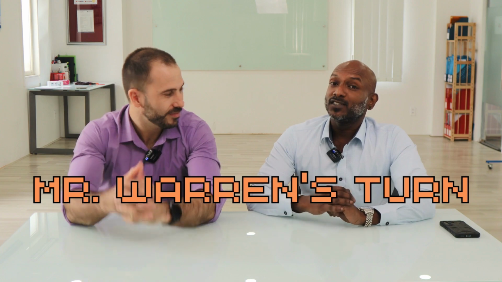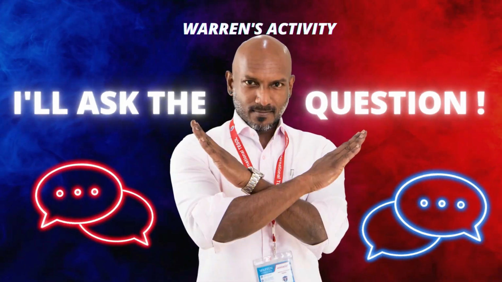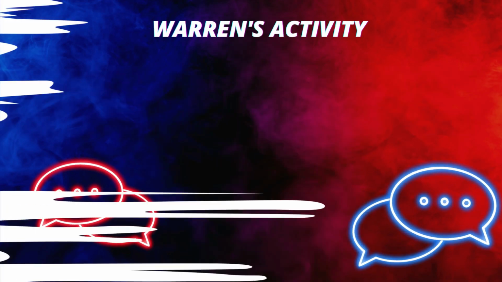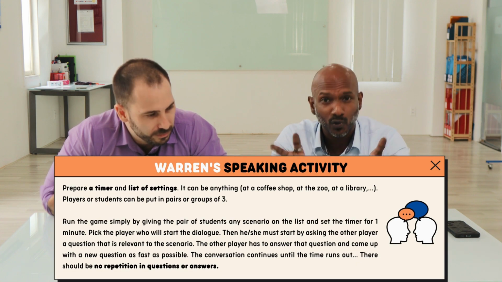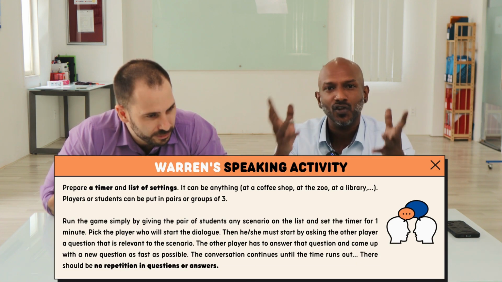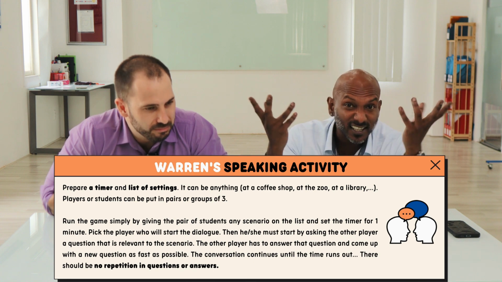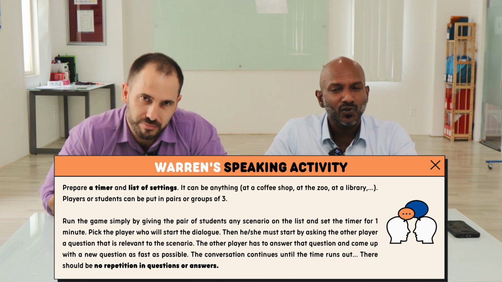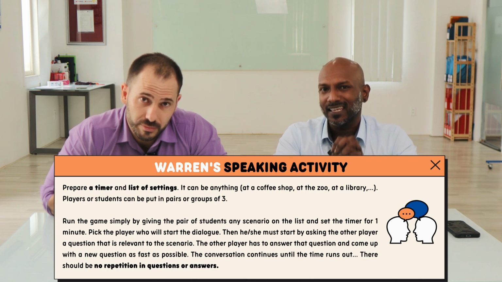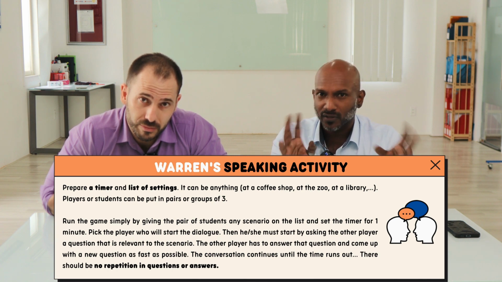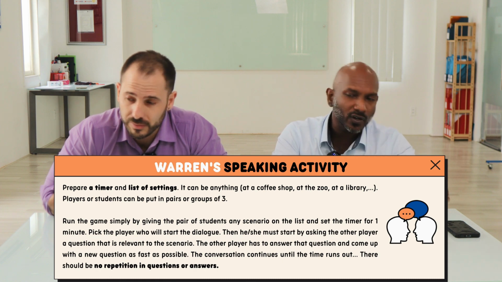All right, so the activity I prepared for this game is called I'll Ask the Questions Here. It is a very simple activity to run. You just need to prepare a timer and a list of settings or scenarios to choose from. It can be anything like a coffee shop, at the zoo, at a library, on a date. For this game, players or students can be put in pairs or groups of 3. You run the game simply by giving the pair of students any scenario on the list and setting the timer for about 40 to 60 seconds.